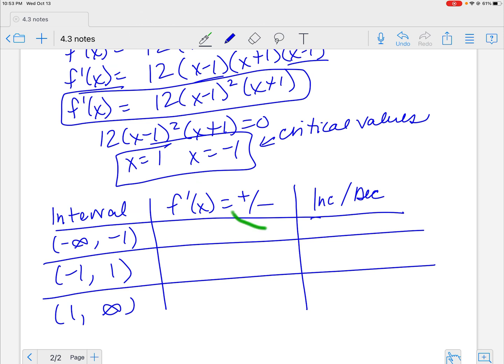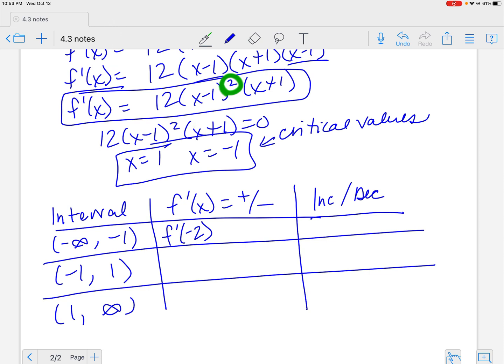I only care if this is positive or negative. That's it. I don't care about anything else. So just pick some value that's in the interval. So negative 2, something easy. And then I'm going to take this negative 2 and plug it into the derivative. Here's the other beauty, guys. Whenever I'm looking at this, I'm plugging it into what's factored out because it's easy. So negative 2, if I plug it in here, I've got negative 2 minus 1.